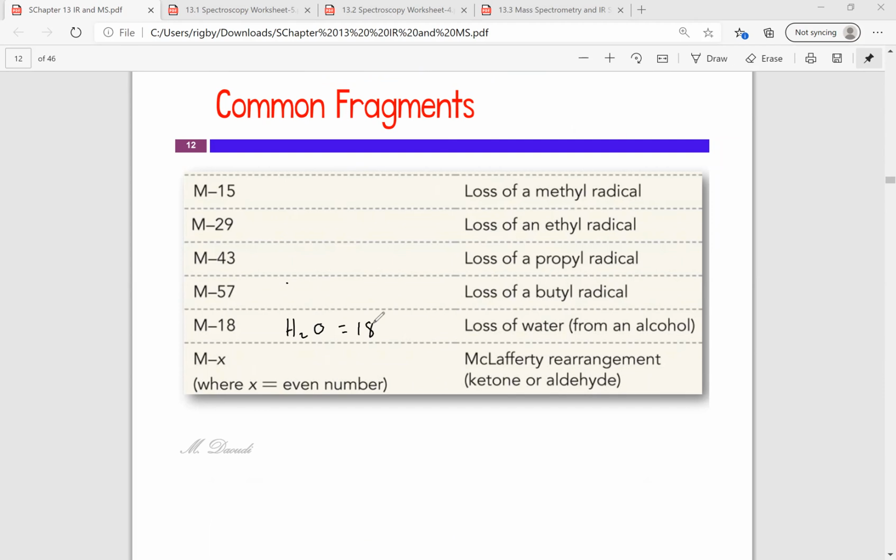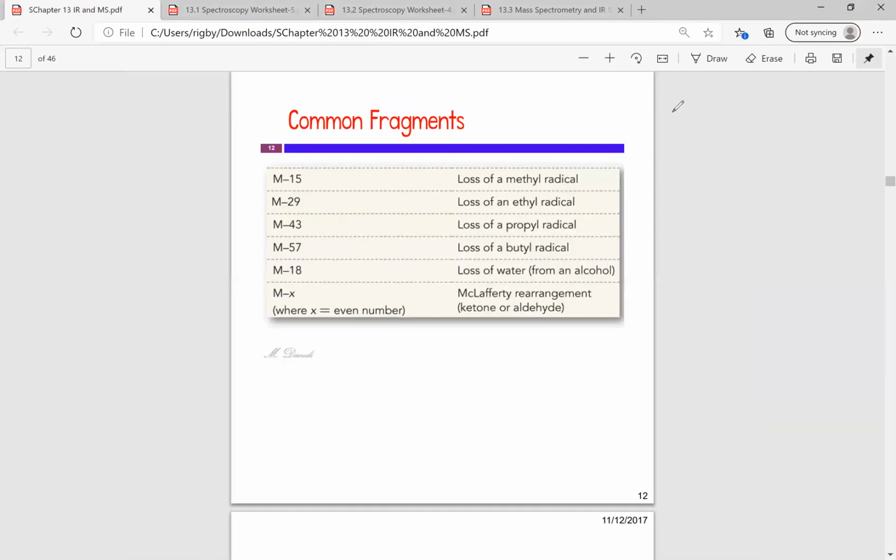Somebody asked, is CH3 having a 15 mass? Well, let's think about it. C is a mass of 12. 3 hydrogens have a mass of 3. 12 plus 3 is 15. So yes, CH3 has a mass of 15. All right? So let's talk a little bit about how an alcohol loses a mass of 18.